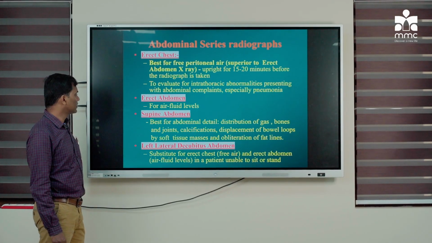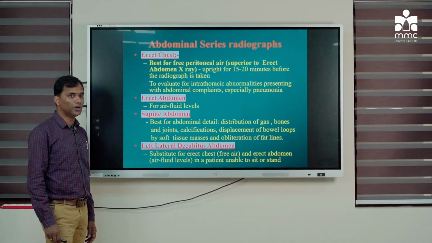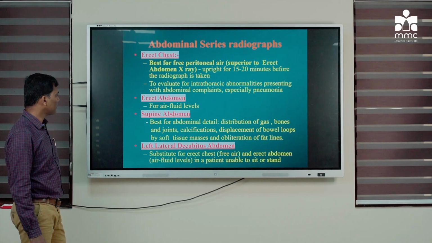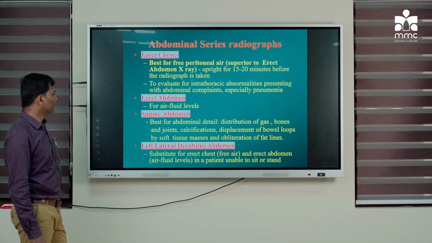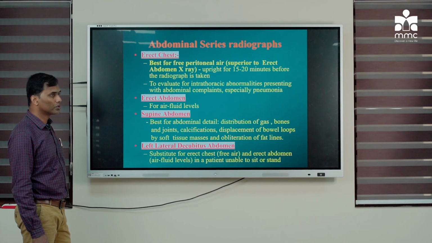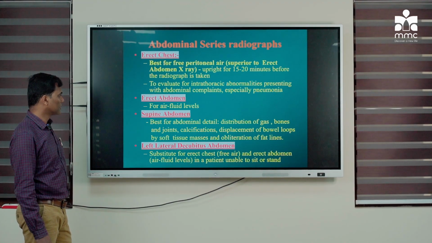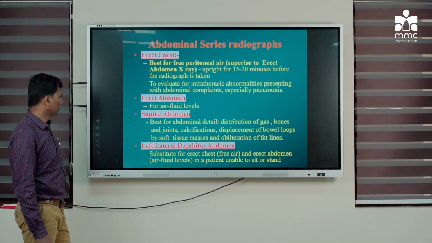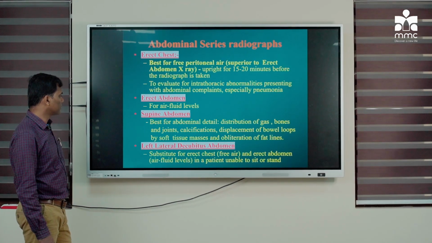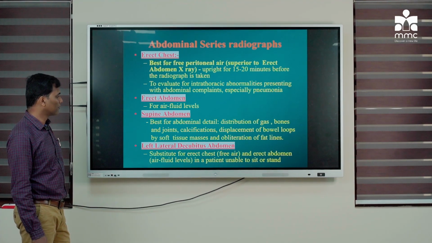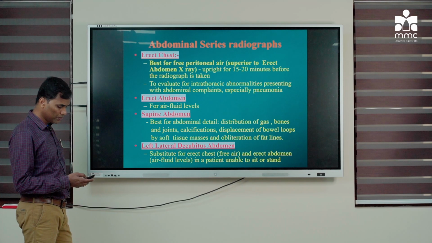Erect abdomen X-ray is mainly used to look for air fluid levels, to look for obstruction. And supine abdomen is best for abdominal details like distribution of abdominal gas, bones, joints, calcification, displacement of bowel loops by any masses and obliteration of fat plane. And left lateral decubitus position can be used as a substitute for erect chest X-ray for free air, and also for erect abdomen for fluid levels if the patient is not able to sit or stand.